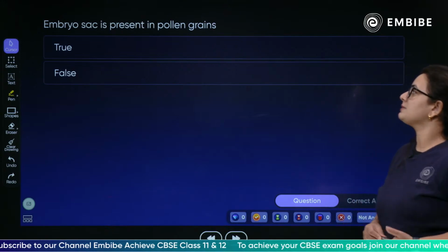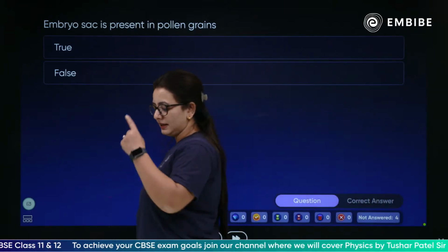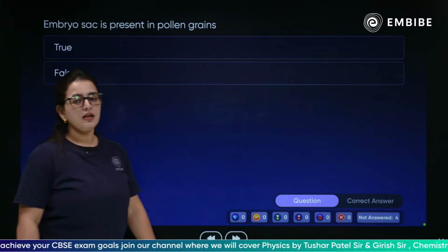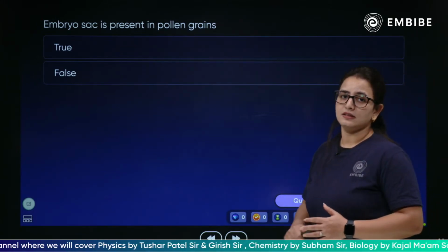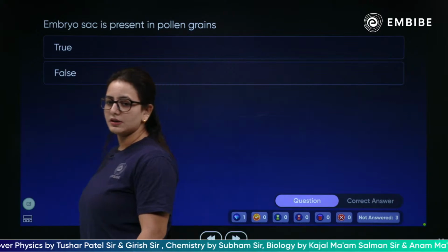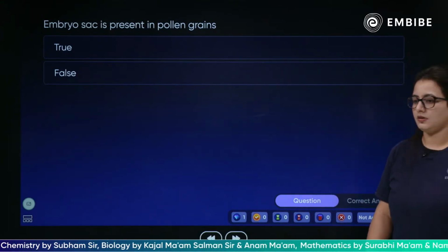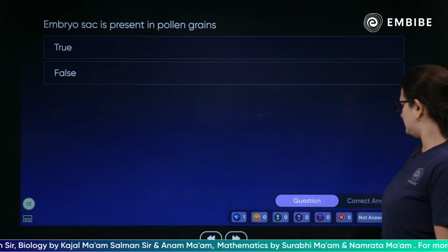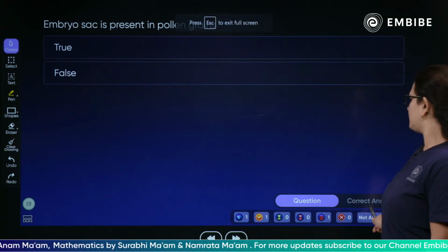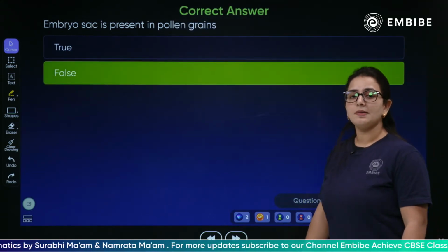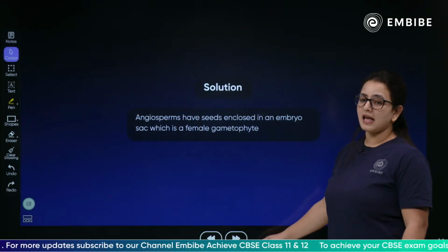Next question. Embryo sac is present in pollen grains. What do you think? Is it true or false? Quickly, what is the answer? True or false? Absolutely false. No, the embryo sac is present in the megaspores. Yes, the megaspore eventually converts into an embryo sac.